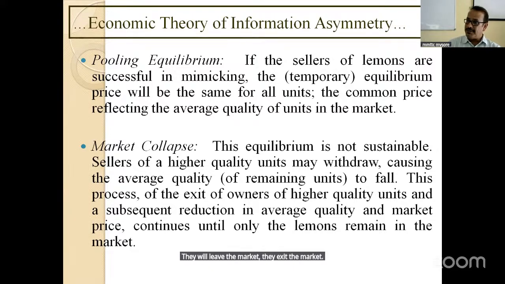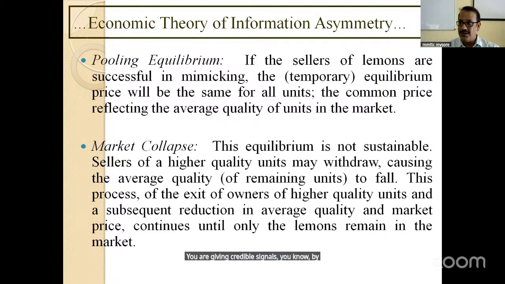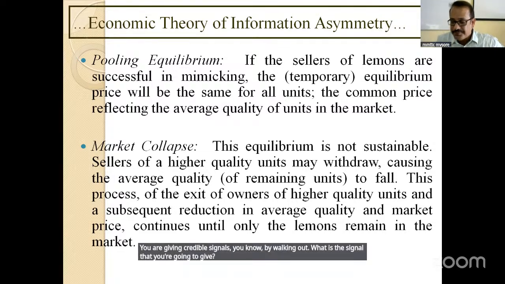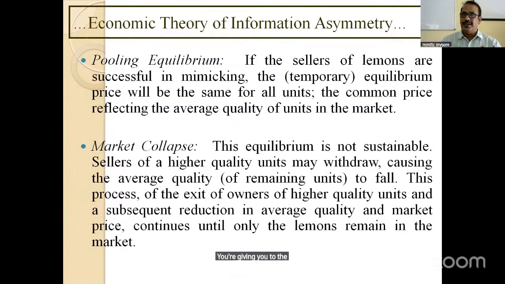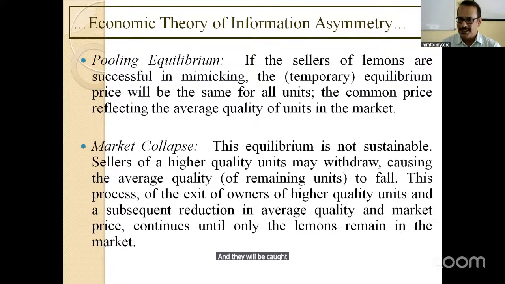And the process of exit is called giving credible signals. You are giving credible signals by walking out. What is the signal that you are going to give? You are telling the market that I am not happy with the equilibrium price. I expected a better price. Since I am getting the same price as a lemon, let me come out of the market. I'm not happy. So like that, all the good quality car owners will exit from the market until only lemons remain, and they will be caught. The market collapses. This is the theory.